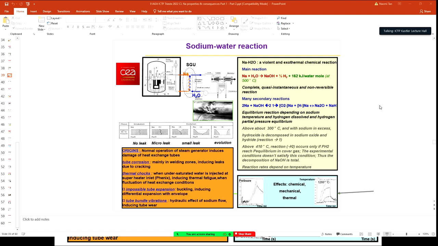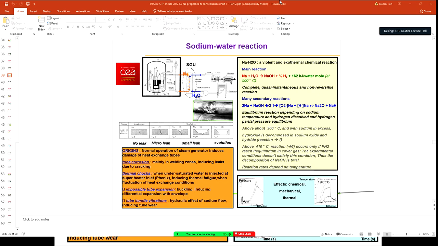So here you have the detail about the sodium water reaction, okay? And of course, when you introduce water into the sodium, you produce soda and hydrogen. But also, there is an equilibrium between sodium and soda to dissolve oxygen and hydrogen in the sodium. This equilibrium reaction depends on the sodium temperature and also the hydrogen partial pressure in the cover gas.